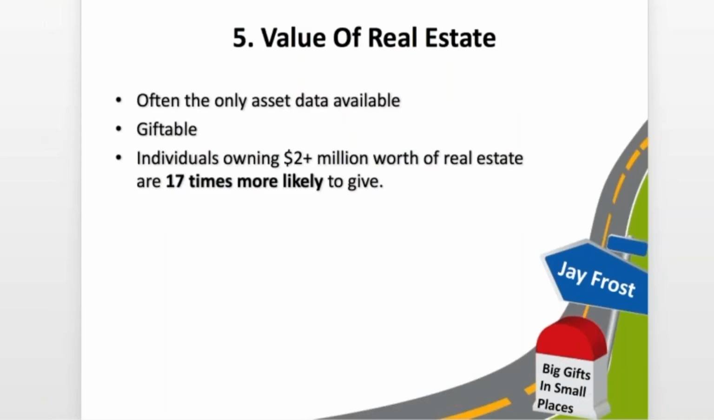And then value of real estate. Now, this may be the least important, but it's still important, and often it's the only data available in terms of assets, and it's all public. So if you know that someone's got $2 million plus of real estate, or you know they have multiple properties, they're 17 times more likely to give than others.